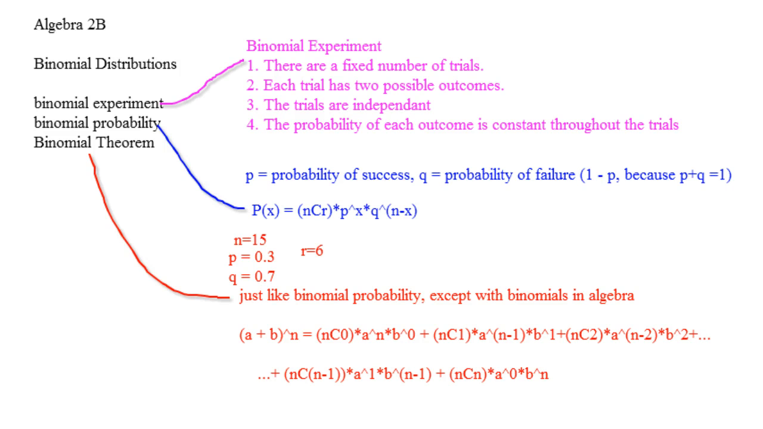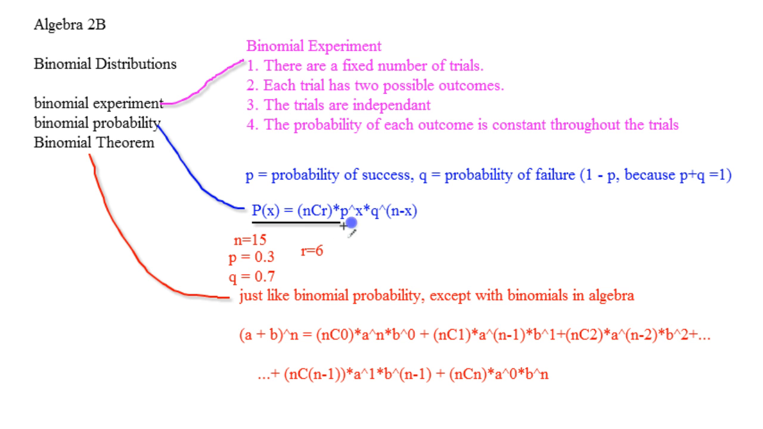So first off, the binomial experiment. A binomial experiment is when there are a fixed number of trials, each trial has two possible outcomes, the trials are independent, and the probability of each outcome is constant throughout the trials. Okay? And here's the formula.